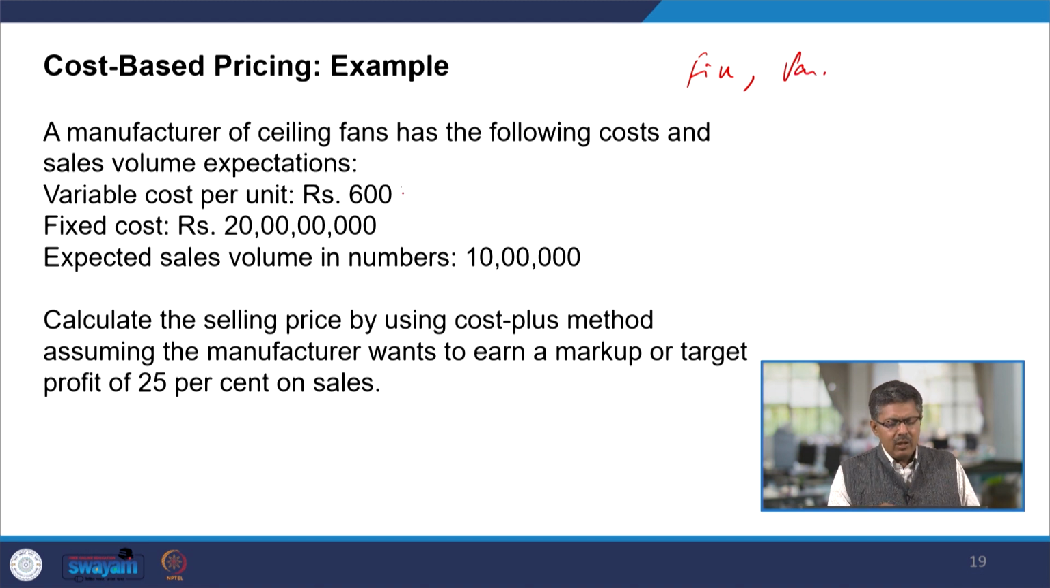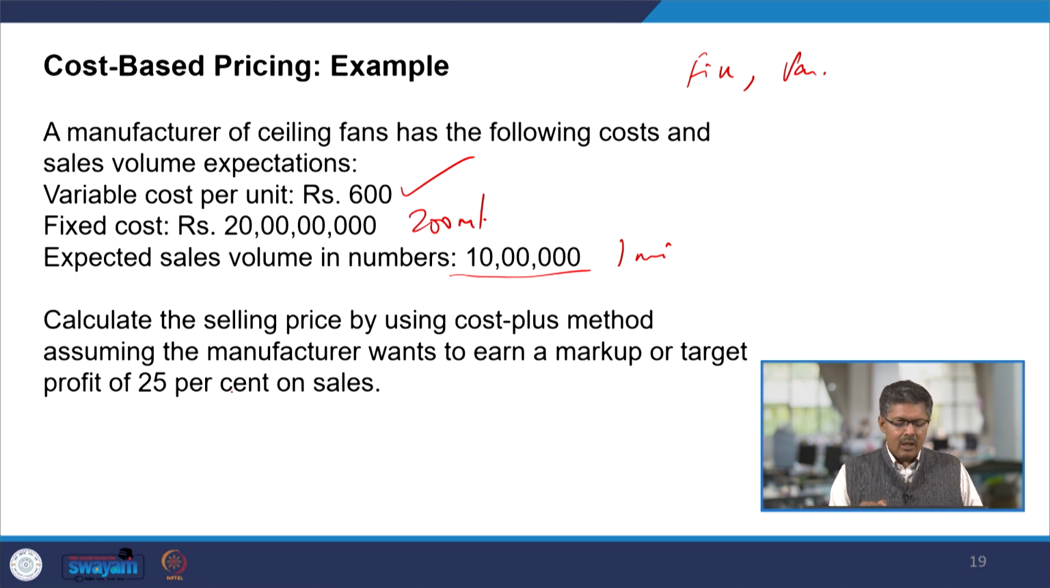So what is the variable cost? The variable cost he finds, for raw material, labor and all, is 600 rupees per fan. The fixed cost is 20 crores. Expected sales volume is 10 lakhs, so this is 1 million, and the fixed cost is 20 crores or 200 million. Now calculate the selling price using the cost plus method, where the manufacturer wants to earn a markup or target profit of 25% on sales.